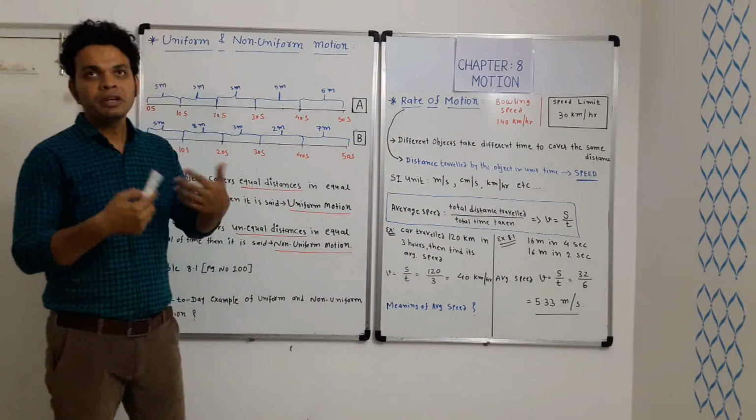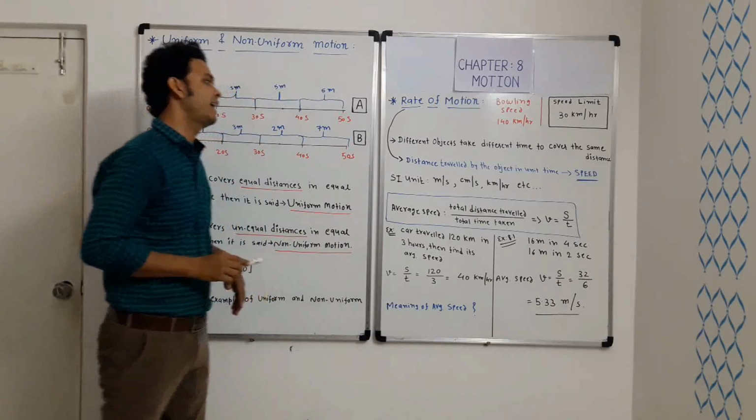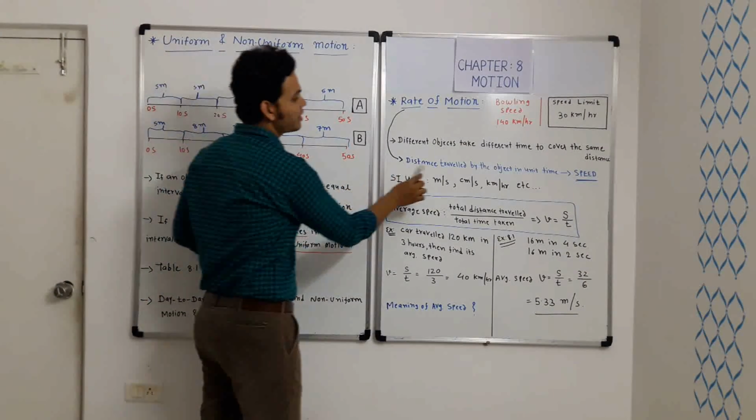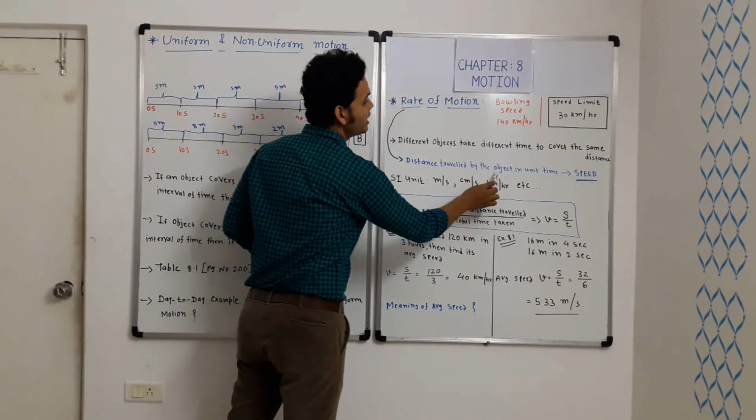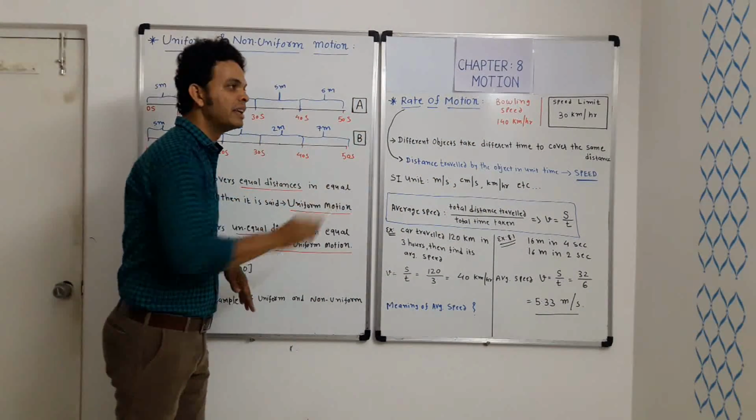So how to define this? Rate of motion is defined as the distance travelled by the object in unit time, which is nothing but the speed.